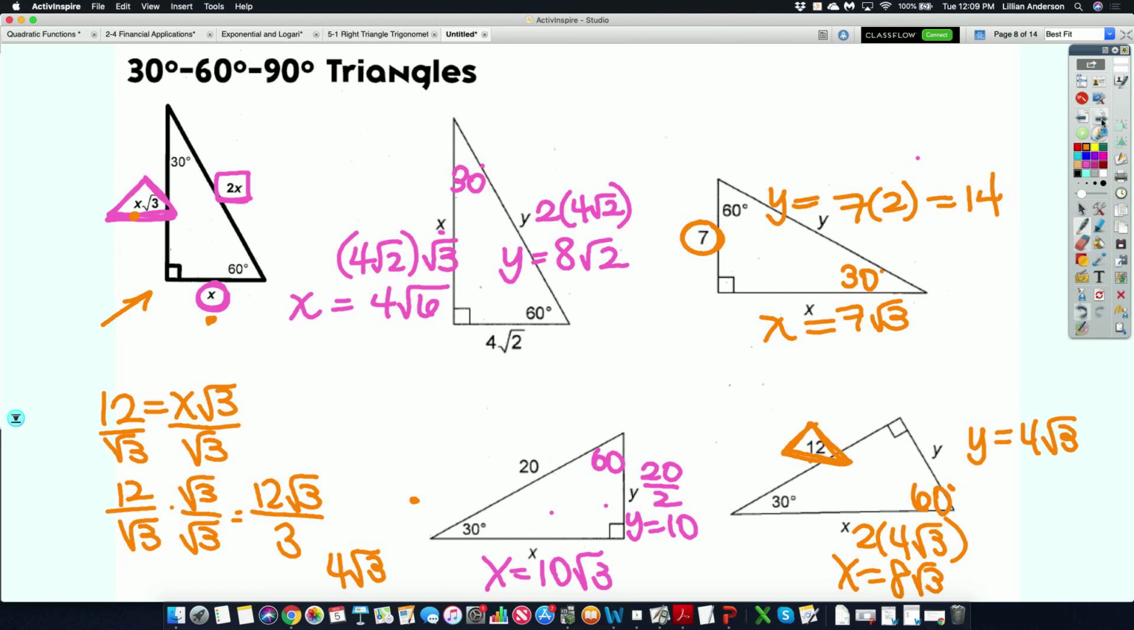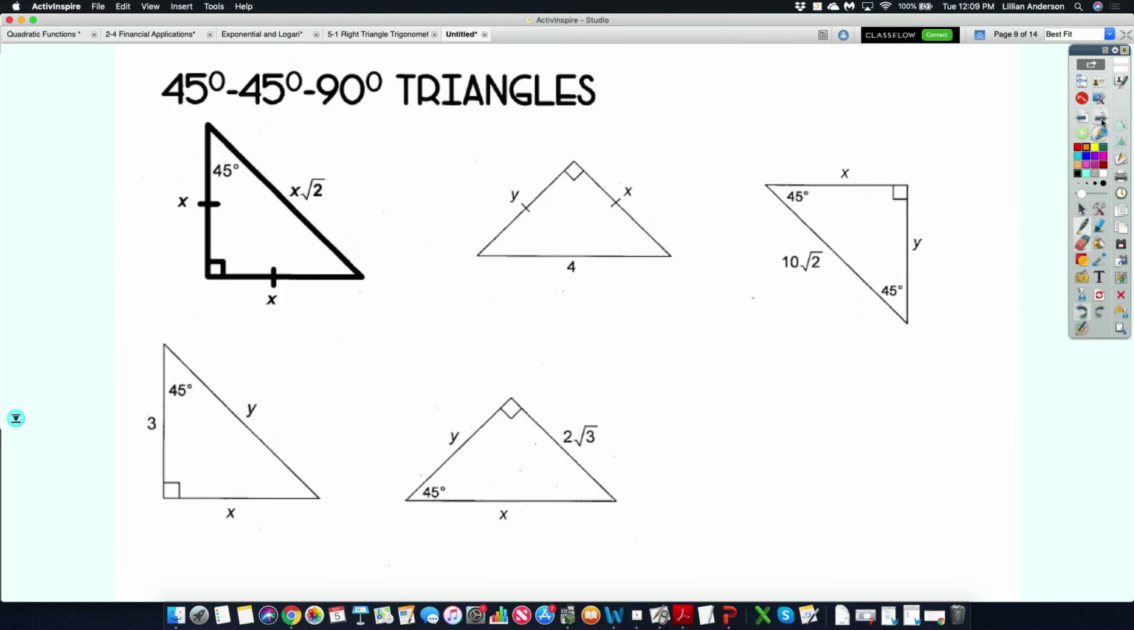Let's look at the 45s. If you have a 45, 45, 90-degree triangle, that means that two of your sides are equal, hence the congruency side markings. Both of your legs are equal, so they're equal to x. Your hypotenuse is x times the square root of 2.